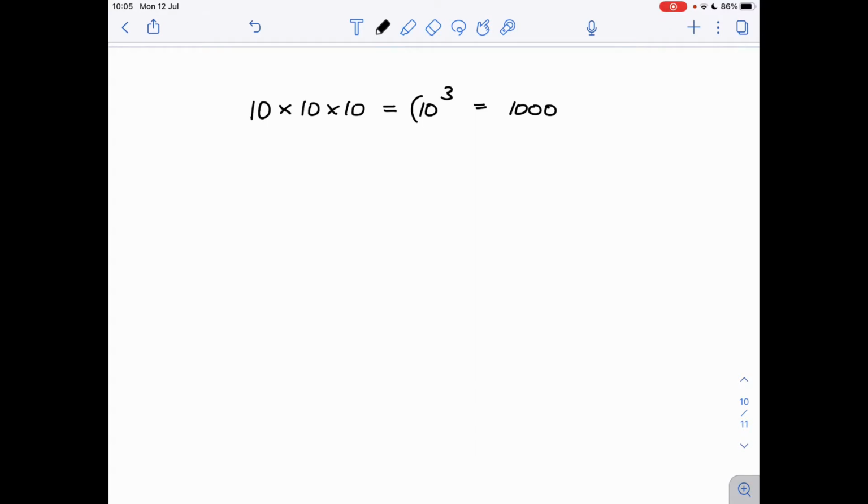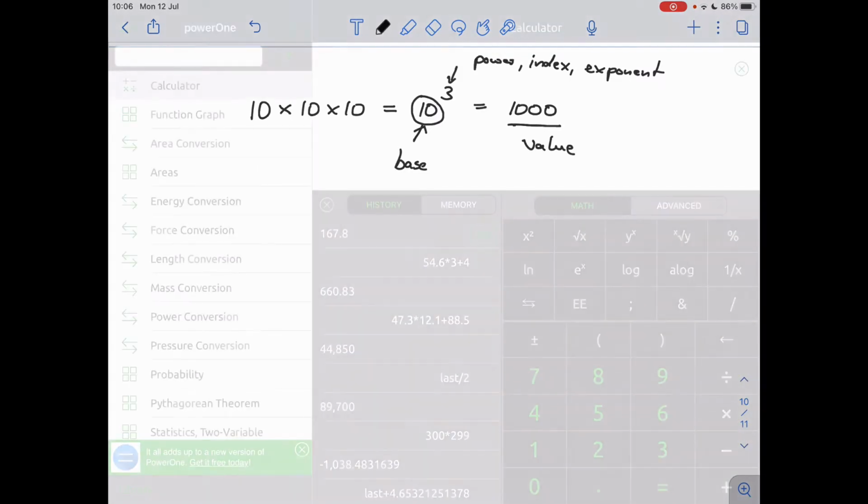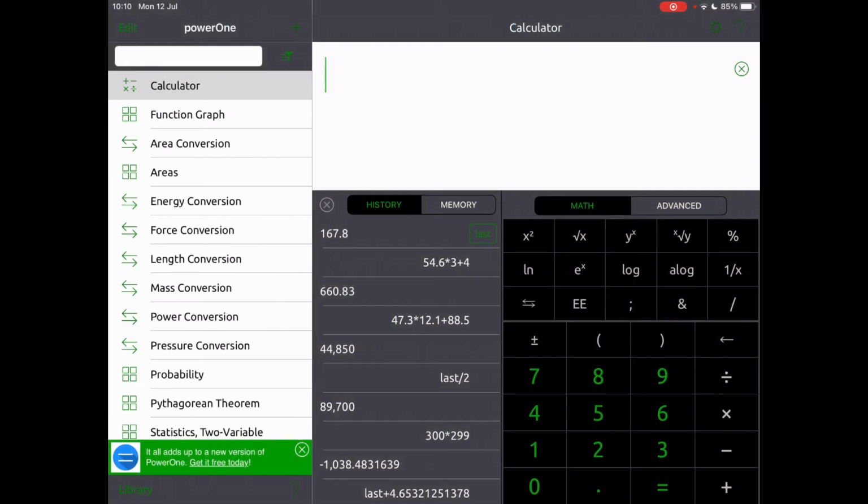We said this part here is called the base, because it's at the bottom of this sort of calculation. This number here is the power, or sometimes it's called the index, or the exponent. All these things mean exactly the same thing. And this number here would be the value of this expression. So if we have an expression like that, we can easily calculate it.